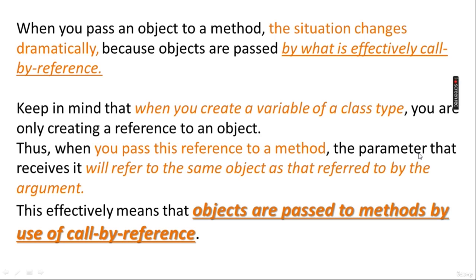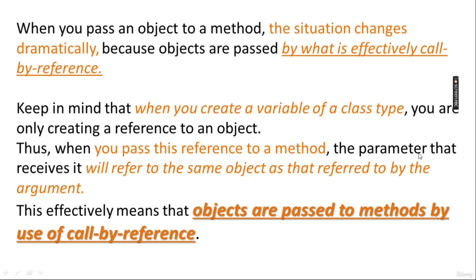It is like a pointer, meaning it is the address. Actually it is an address. So whatever you operate upon that object reference, the actual value of that object will change. When you pass a reference to a method, the parameter that receives it will refer to the same object as that referred to by the argument. So whatever changes you make to that object will modify that object completely.